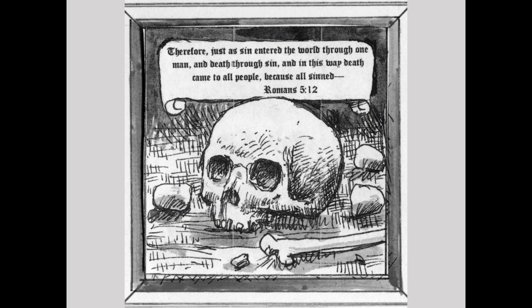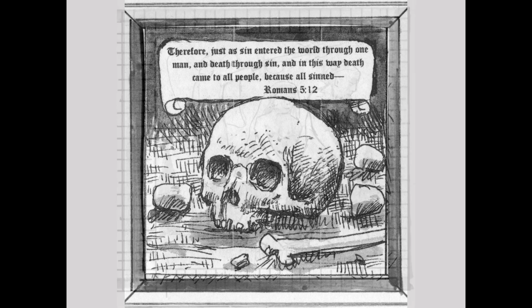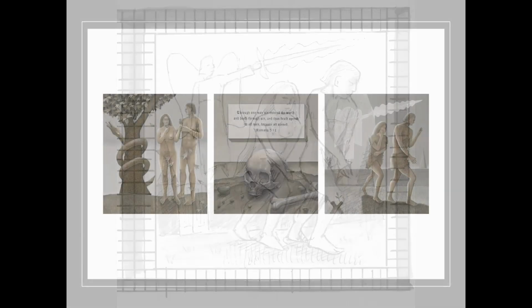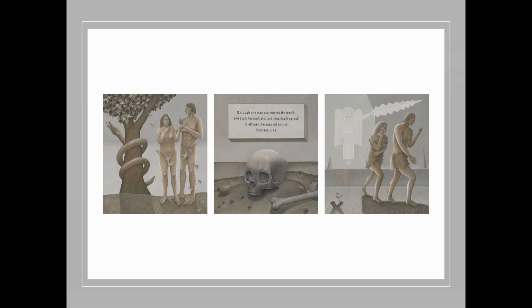The Romans 5 quote, therefore: just as sin entered the world through one man and death through sin, and in this way death came to all people because all sinned. And then obviously the skull, and then the expulsion from the garden. So that turned into this. This is the triptych. And I love what Pastor Peterson wrote.